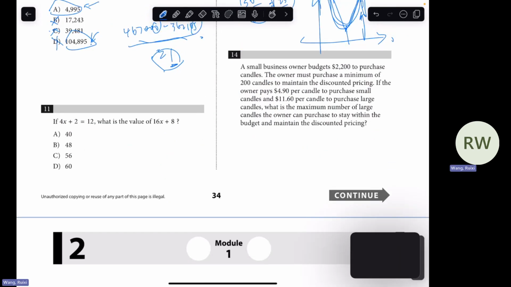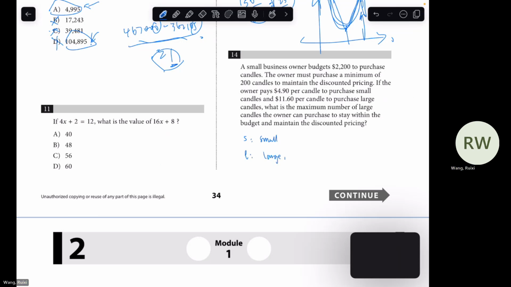And then the next one, budget. Yes, another word problem, which I really don't like. Okay, so maximum number of large candles. Okay, so you need to do S for small candles and L for large.